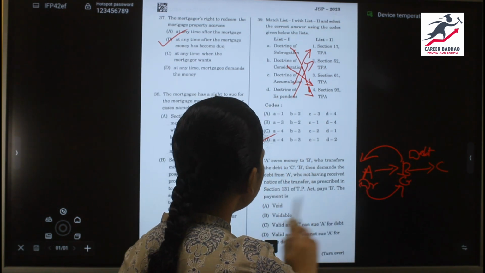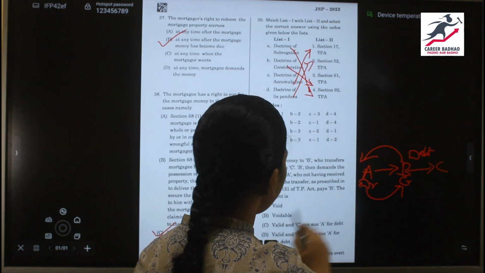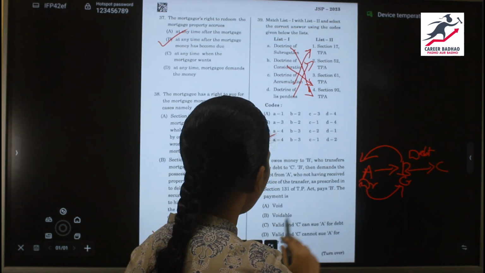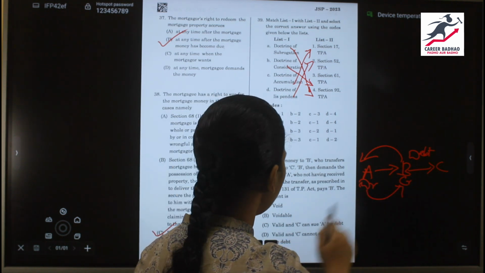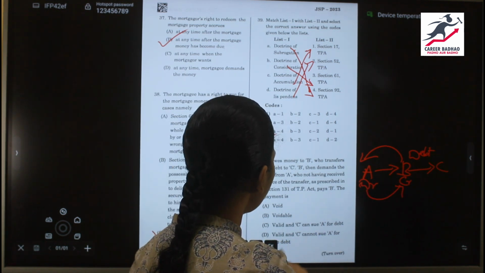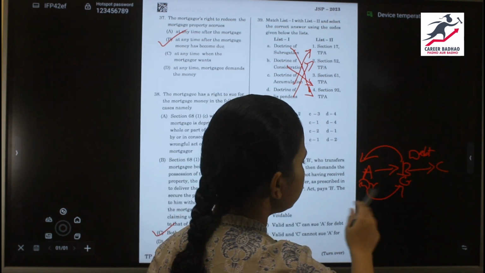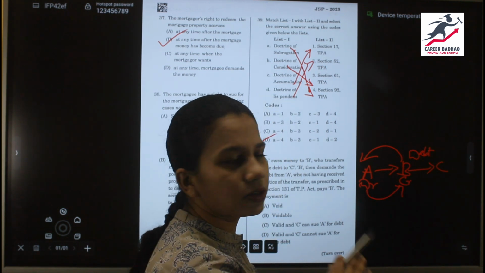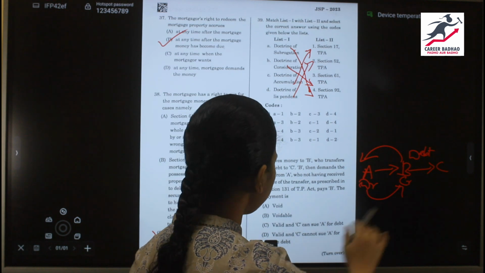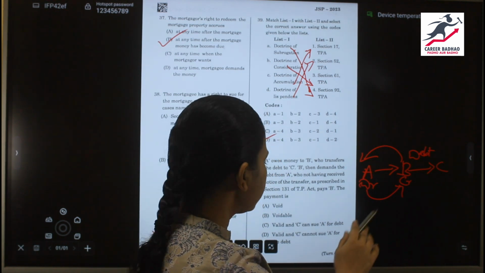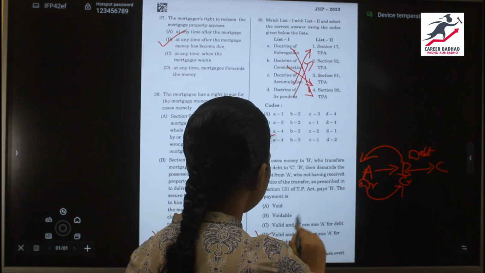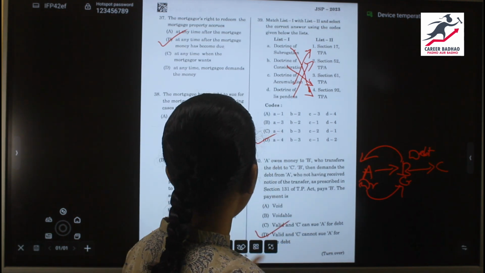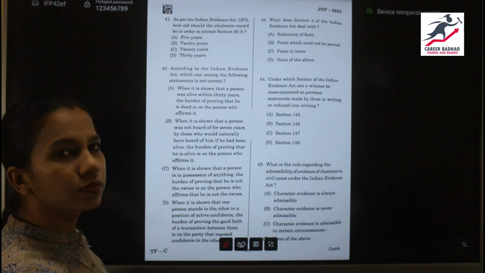So here the question is whether the payment by A to B is voidable, valid and C can sue A for debt, or valid and C cannot sue A for the debt. Here, since A did not have any notice that B has transferred the debt to C, the payment by A to B is valid and C cannot sue A for the debt. So the correct answer is option number D. Well, let's move to the next question.